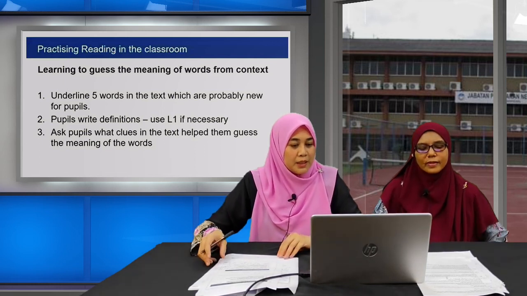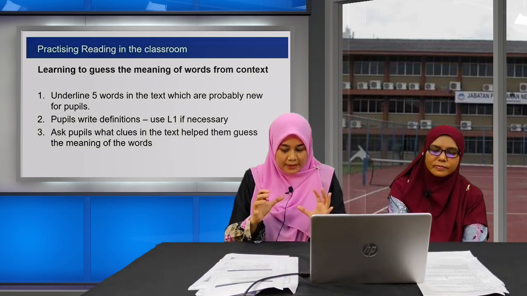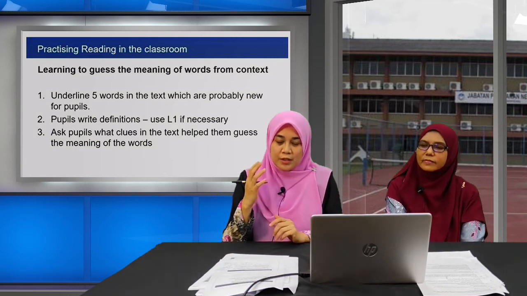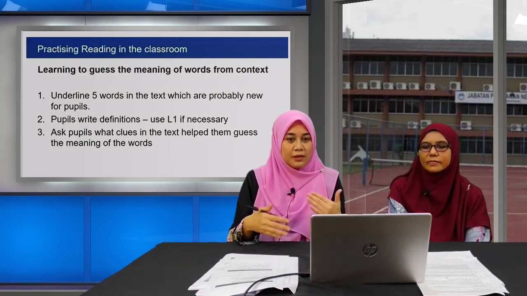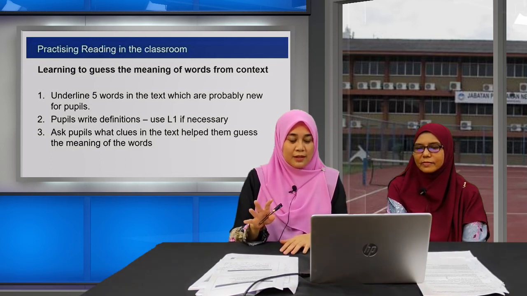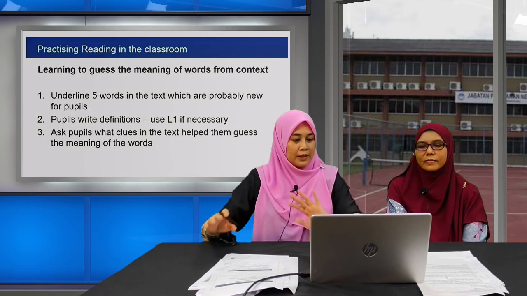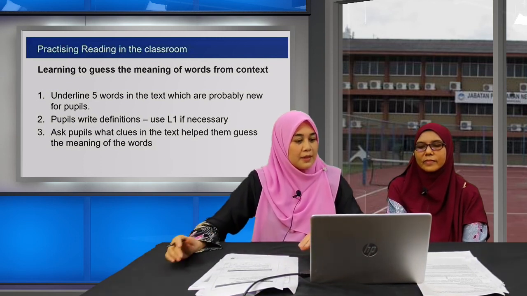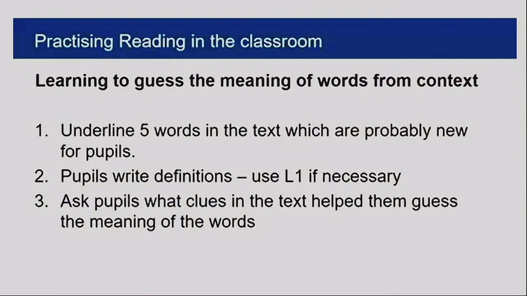One more here. Learning to guess the meaning of words from context. In order to practice, the teacher needs to choose a text that is quite challenging, maybe one that consists of words that are not familiar. So this can help them practice guessing the meaning. And then after getting the text, the teacher asks students to underline only 5 words in the text which are probably new or unfamiliar for them.